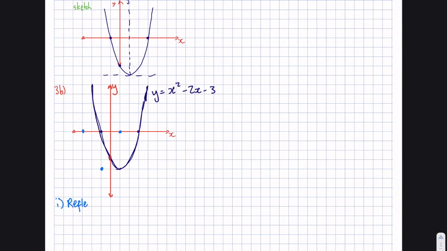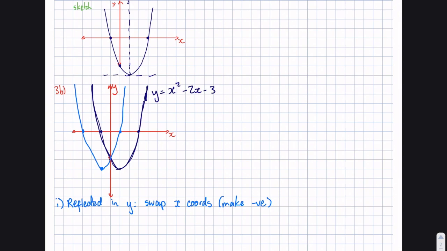Reflected in y, swap x coordinates. So I'm going to make them negative. So for example, the turning point was at +1, I'm now making it at -1. The x-intercepts were at -1, +3, well I'm making them +1, -3. Does that make sense? Well, I hope so. So this time, it looks like that.